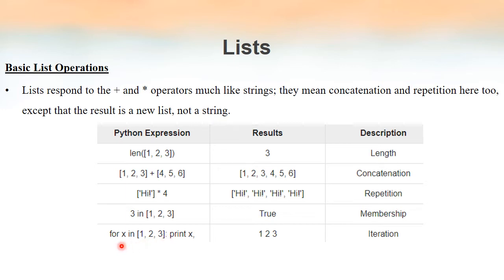If the list has only 3 elements, this loop will iterate only 3 times. If the list has 5 elements, then this loop will iterate 5 times likewise. So these are some of the additional basic list operations available.